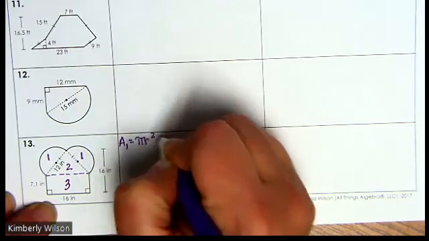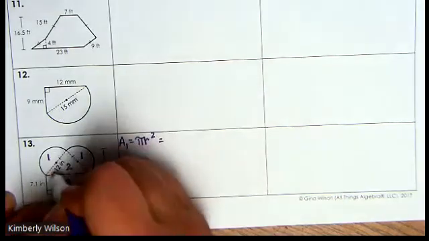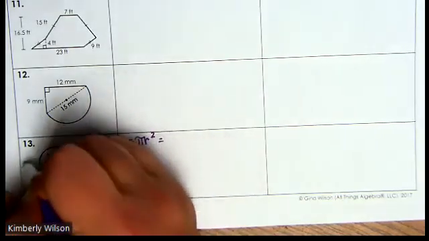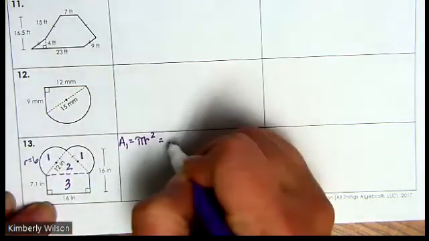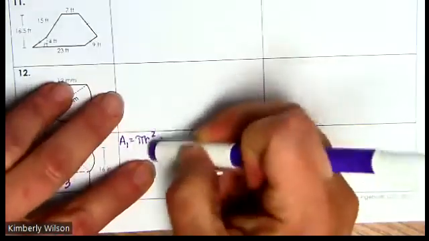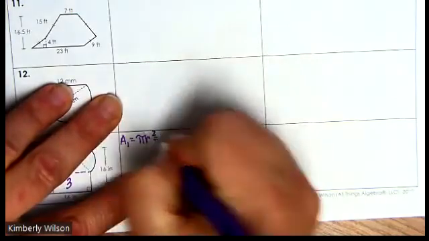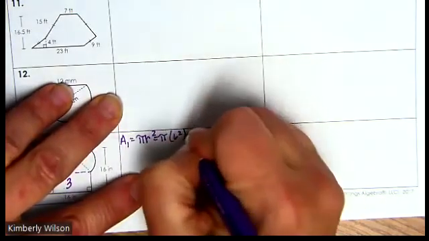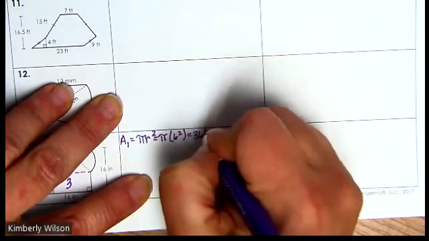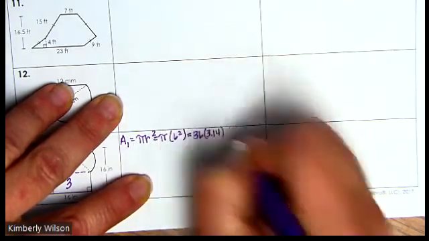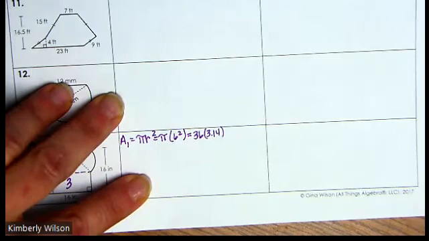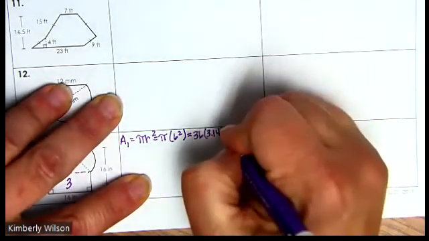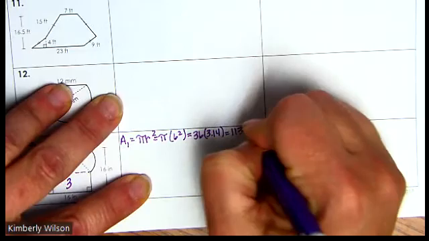So that's pi r squared equals, well, if my diameter is 12, that means the radius is going to be 6. So this is going to be pi times 6 squared. So that's going to be 36 times 3.14, which equals 113.04.